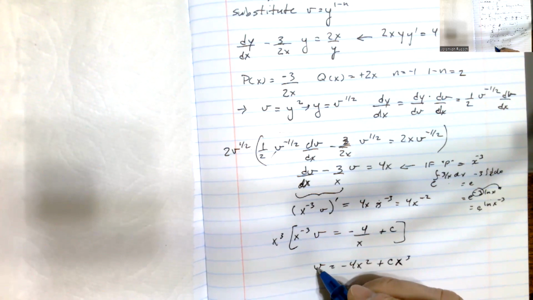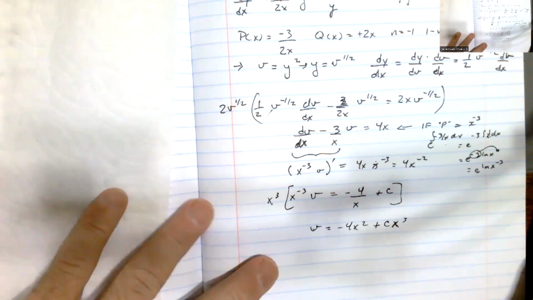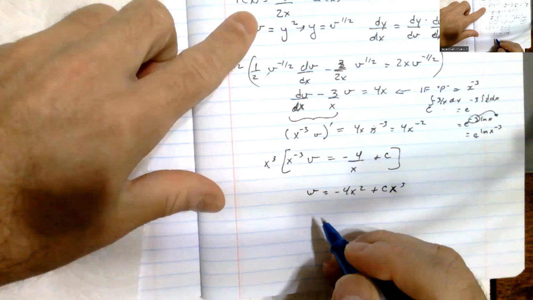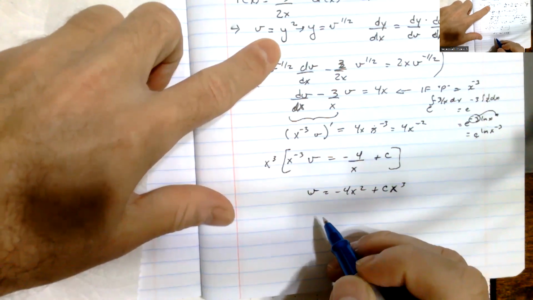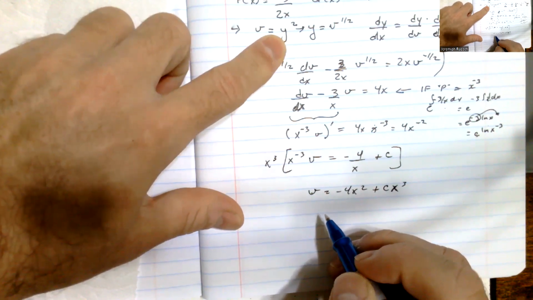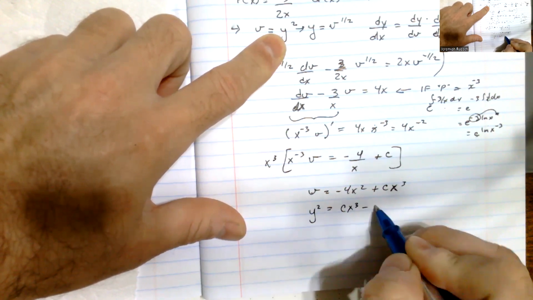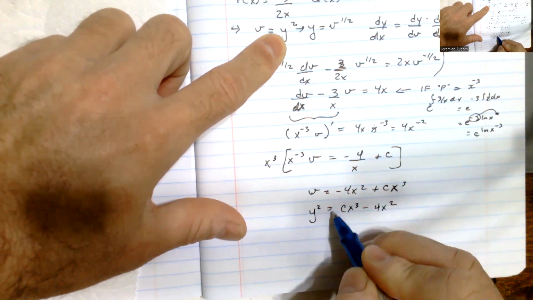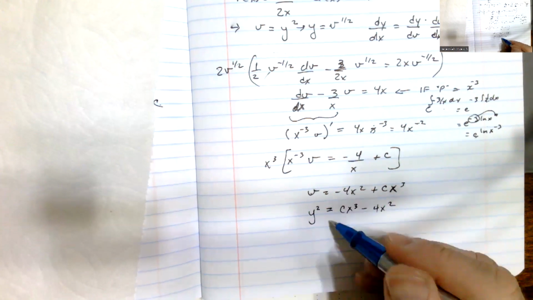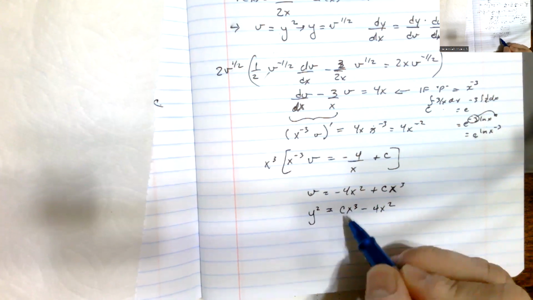And now solving back for v. Here we made the substitution that y was v times x. Going back up here, I'm looking at the wrong part. We made the substitution that v is equal to y squared. So this is y squared is equal to cx cubed minus 4x squared. If I wanted to, I could take the square root of both sides, but that would depend on the constant value of the initial conditions.